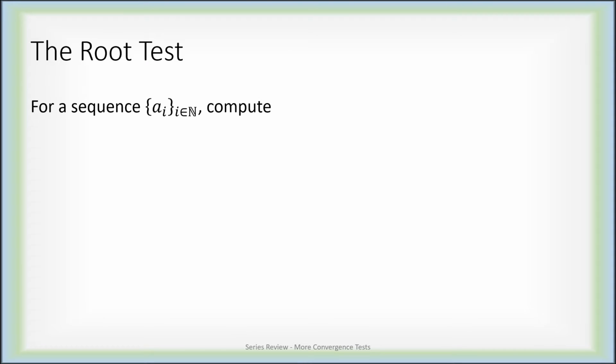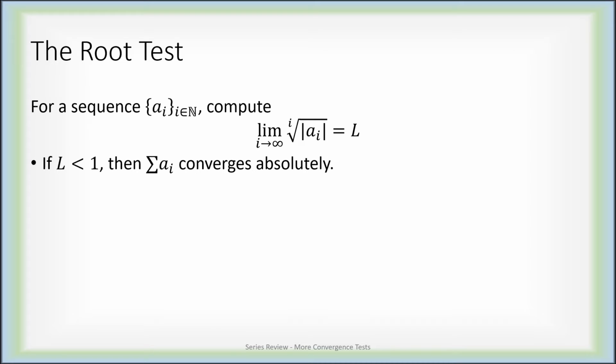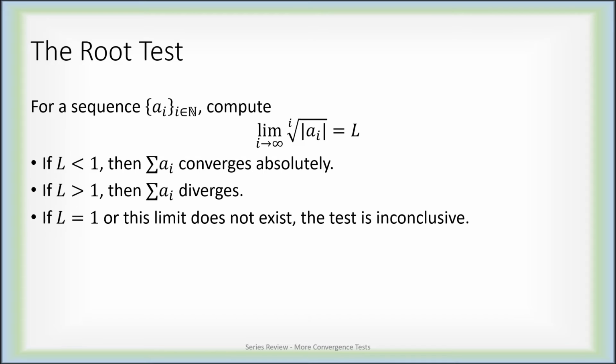Suppose I have a sequence a_i. If I take the absolute value of a_i, compute the ith root, and take a limit of all of that, and find that the limit exists and is L: if L is less than 1, the series converges absolutely. If L is bigger than 1, the series formed out of the a_i diverges. But if L is exactly equal to 1 or the limit doesn't exist, we're not going to conclude anything. There are, by the way, some refinements about when the limit doesn't exist. It might be possible to get some information, but we're just going to say inconclusive.